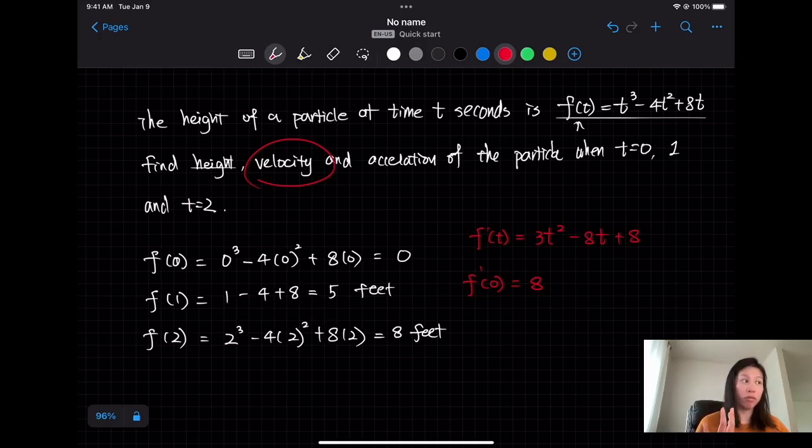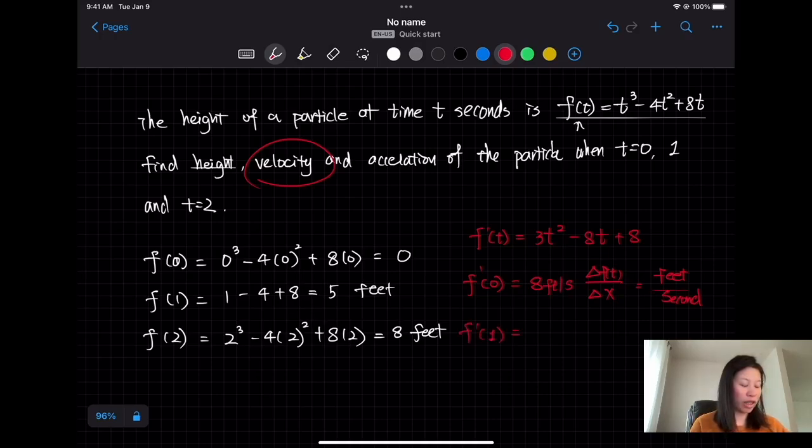That's very important. When it comes to the derivative, you need to know what the unit is. Well, remember the first derivative, how do you define the derivative? It's the change in y over the change in x, right? So what's the unit in y? It's feet. Well, the change in x is what? It's the seconds, time. So that means it's feet per second. So at the beginning, the initial velocity is 8 feet per second.